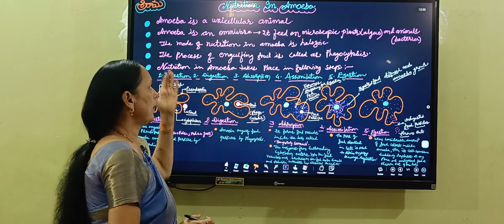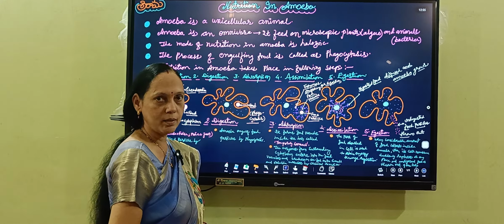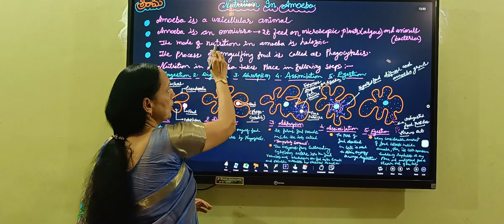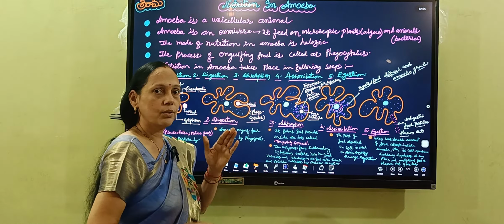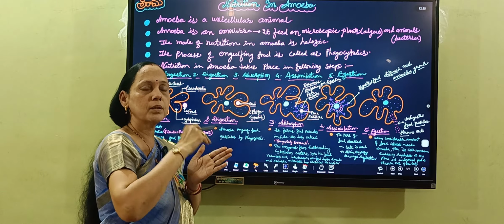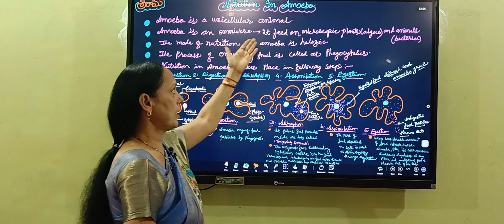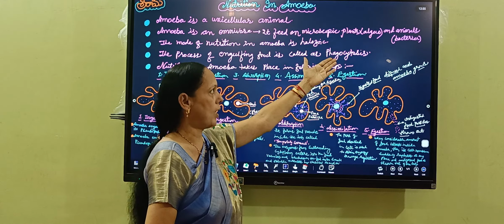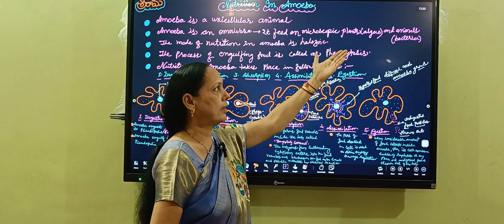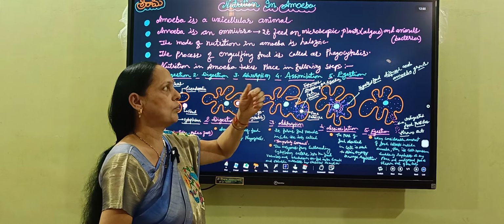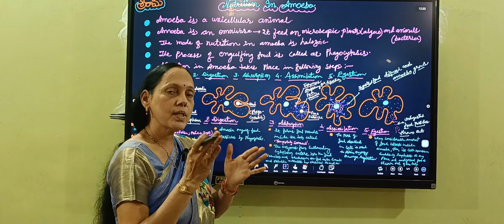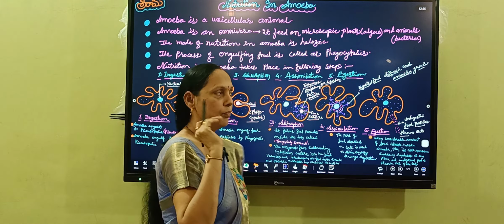We already know that amoeba is a unicellular organism and amoeba is an omnivore. Omnivore means it depends not only on plants but also on animals. Amoeba feeds on microscopic plants, for example algae, and animals, especially water animals, that is bacteria. So that's why amoeba is also called an omnivore.